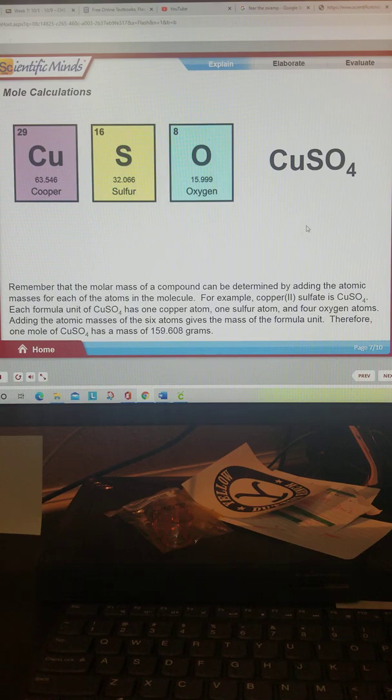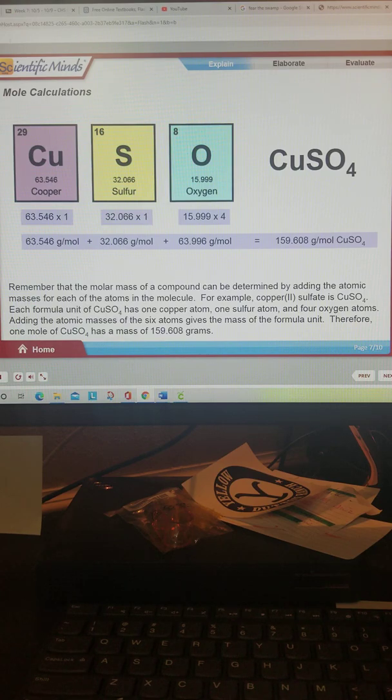Remember that the molar mass of a compound can be determined by adding the atomic masses for each of the atoms in the molecule. For example, copper 2 sulfate is CuSO4. Each formula unit of CuSO4 has 1 copper atom, 1 sulfur atom, and 4 oxygen atoms. Adding the atomic masses of the 6 atoms gives the mass of the formula unit. Therefore, 1 mole of CuSO4 has a mass of 159.608 grams.